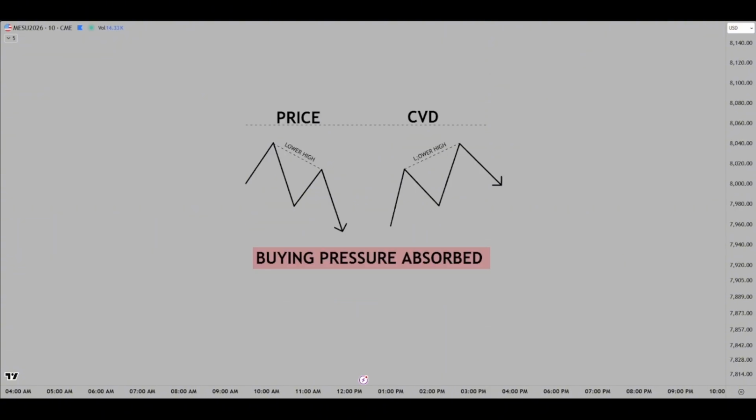And our last divergence is again the same thing, just flipped around. You want to see price make a lower high and CVD make a higher high. Now this simply just means that buyers keep lifting the price, but there's a big order again that takes over those prices and just absorbs them, and price keeps moving lower. This is what we want to see at a rejection level, same exact thing.